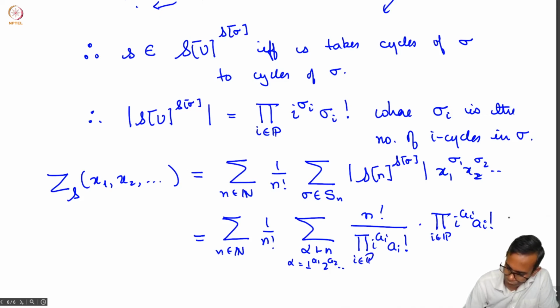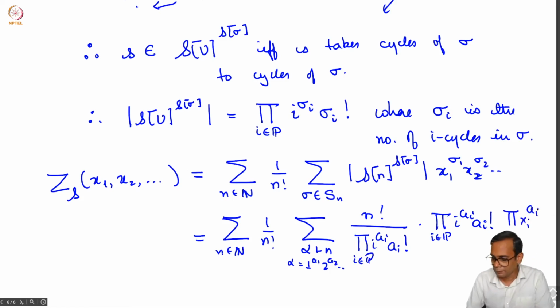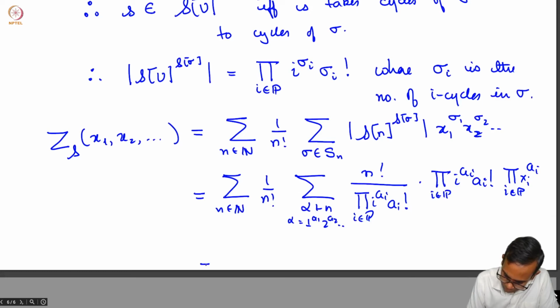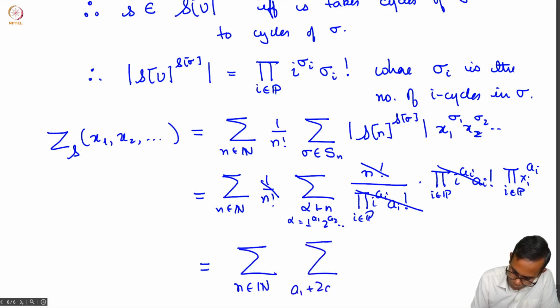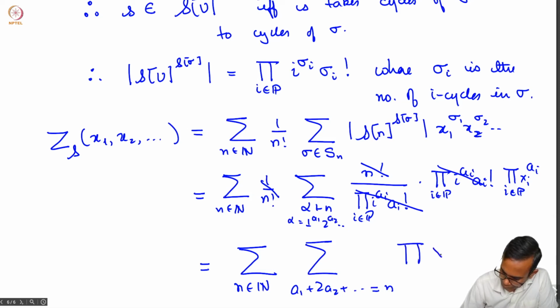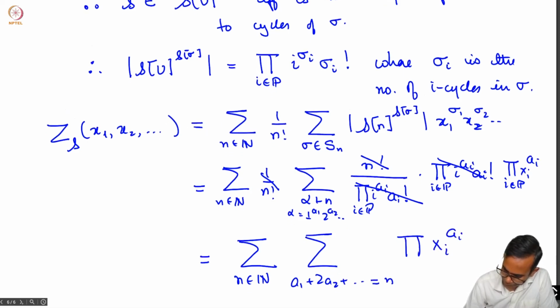And then we have, of course, product xi to the power ai. There's this tremendous cancellation over here. And so what we just get is sum over n in N, sum over a1 plus 2a2 plus dot dot dot is equal to n, product xi to the power ai.